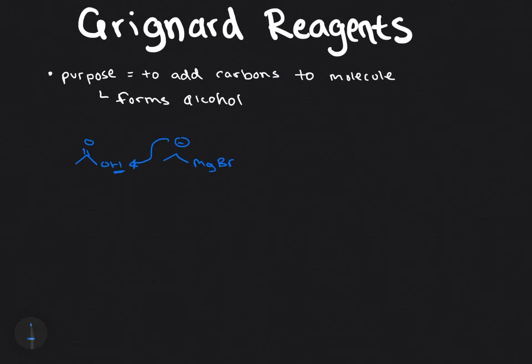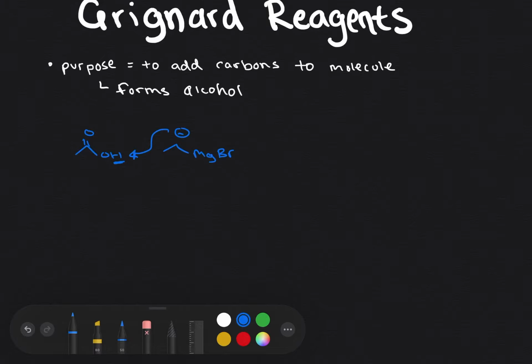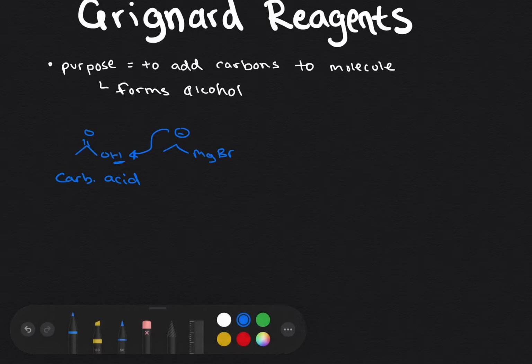You actually can react a Grignard with tertiary amides to get a ketone, but tertiary amides tend to be very sterically hindered, so a lot of times that reaction won't go through, so I'm not going to cover that either. Right, that's a carboxylic acid. So let's go and look.